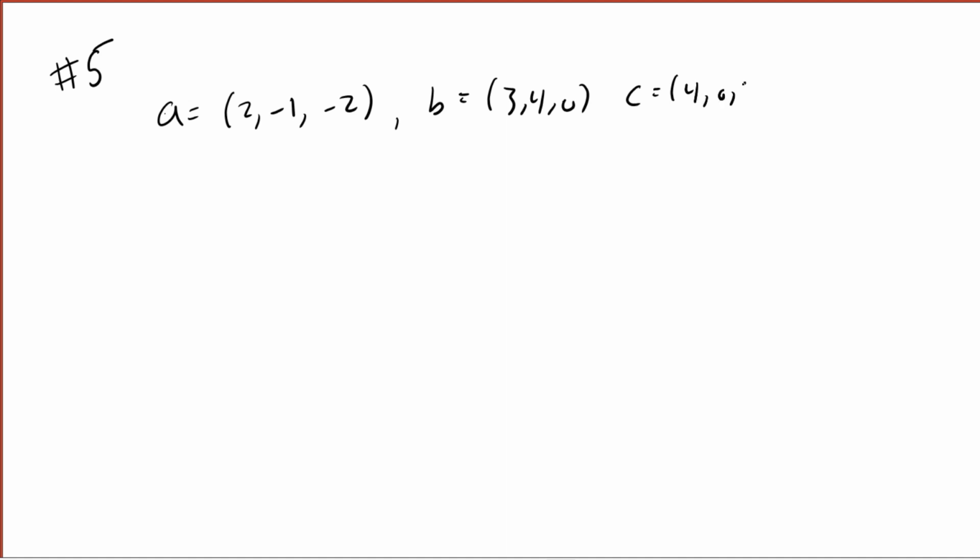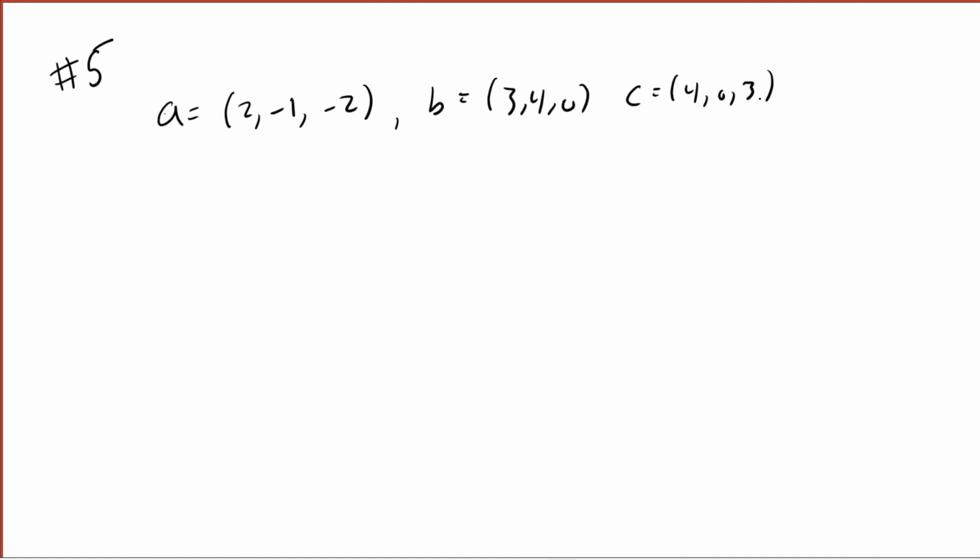Find the volume of the parallelepiped that has one vertex at 0, 0, 0, which has edges given by A, which is 2, minus 1, minus 2. And I'm translating this right away into component form. B, which is 3, 4, 0. And C, which is 4, 0, 3.